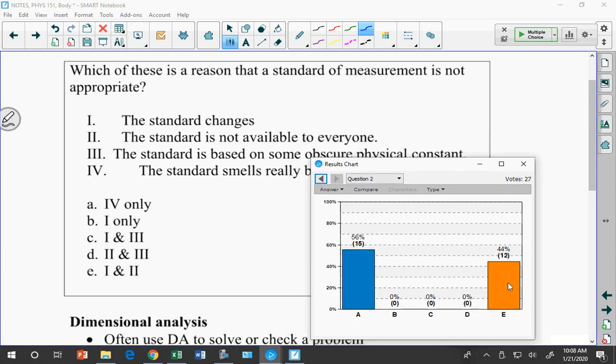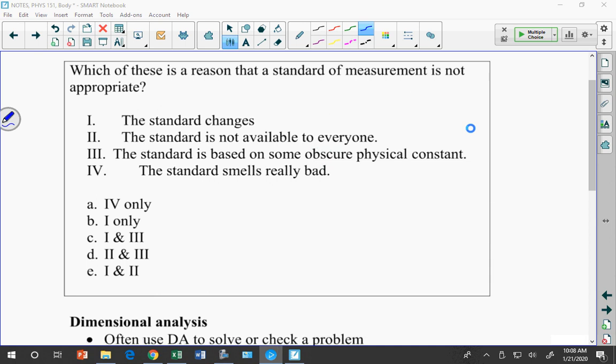Okay, E is the right answer, because if a standard changes and if it's inaccessible, that means that it's not appropriate. If these two are true, that means that it's not an appropriate standard. It doesn't matter if it smells really bad. Who cares if it smells bad, right? It can still be a good standard.